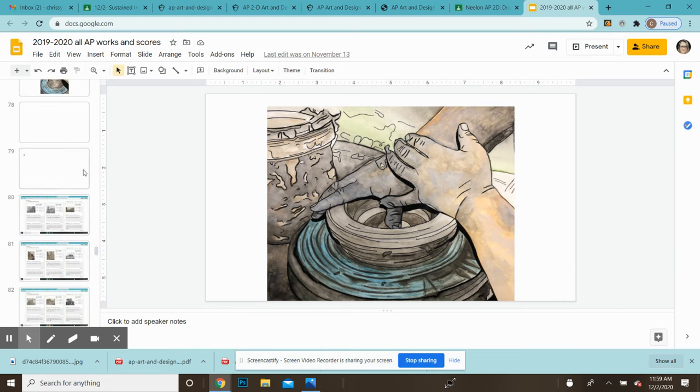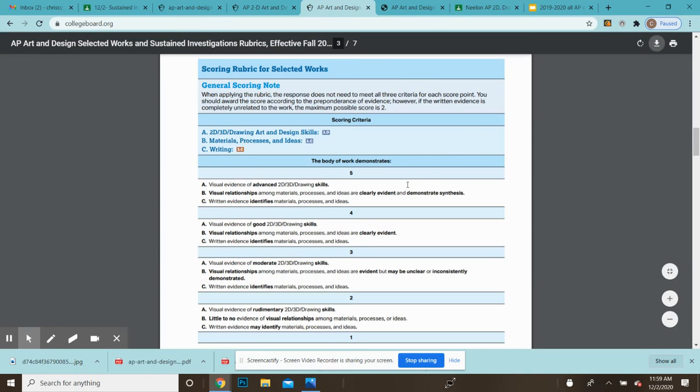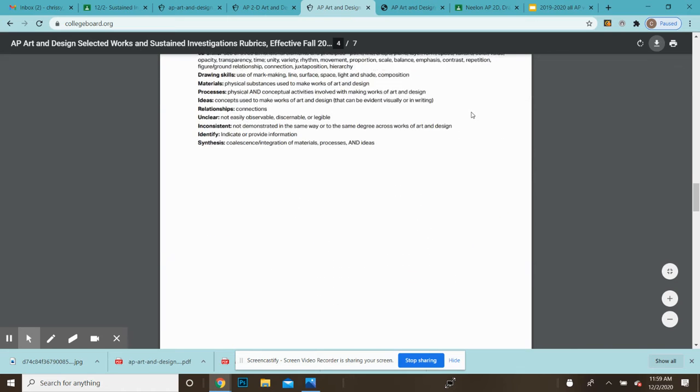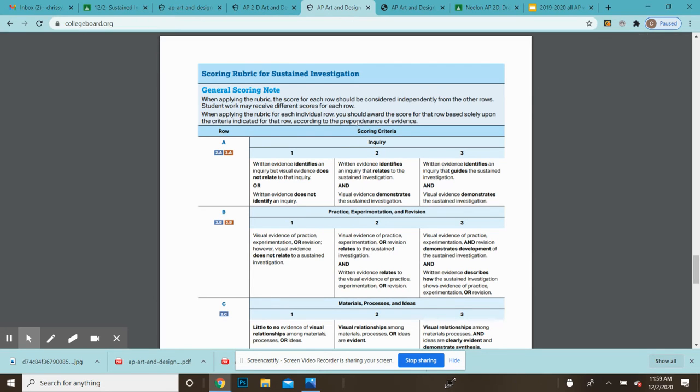All right, let me see. We looked at that. And then, so this was the selected works. Now we're going to turn your little papers over, and we're going to go to the sustained investigation part. They score you a 1 to a 3, and they look at your inquiry, which is your question. Remember, you had to start your written blurb off with a question. So you get 1 to 3 points for your question.